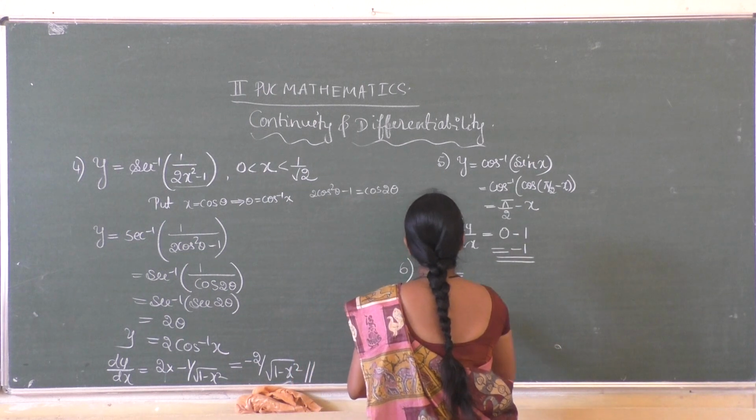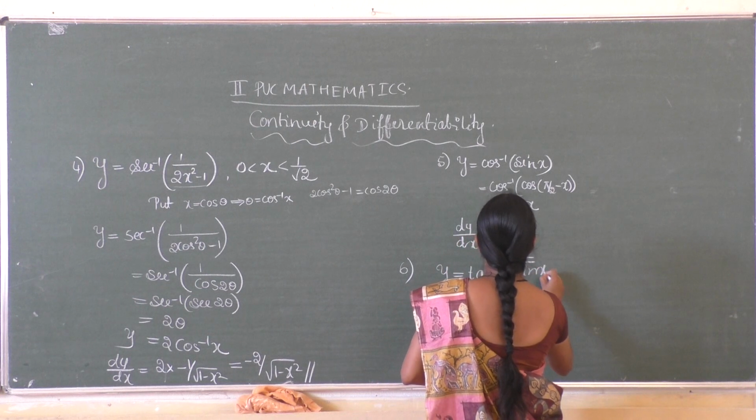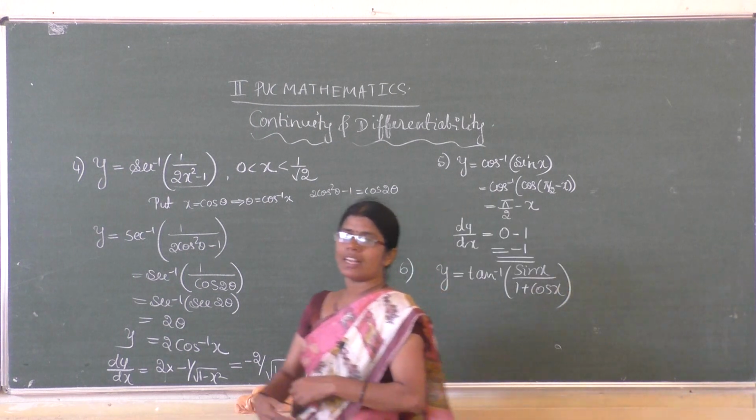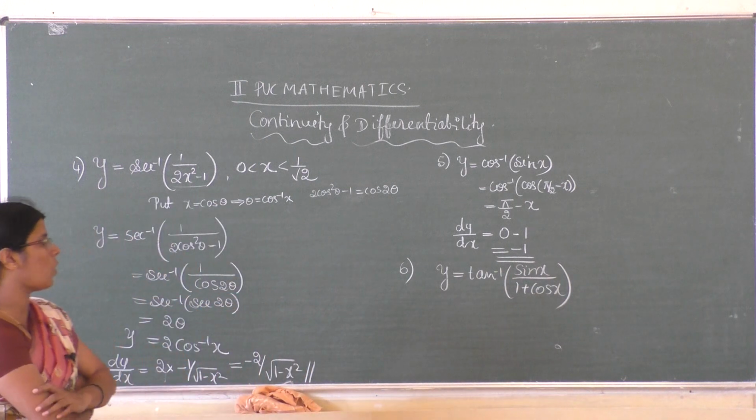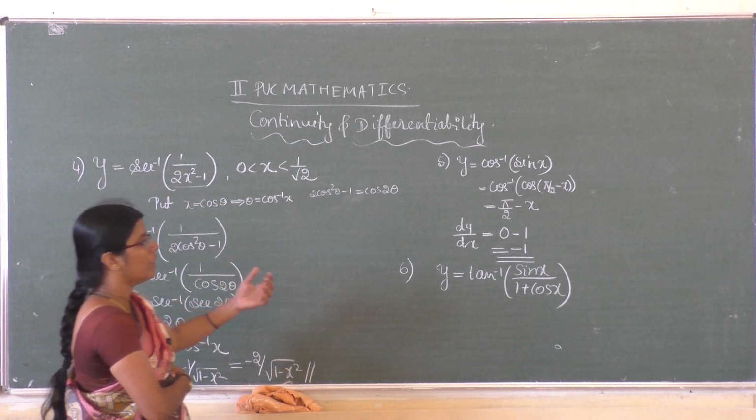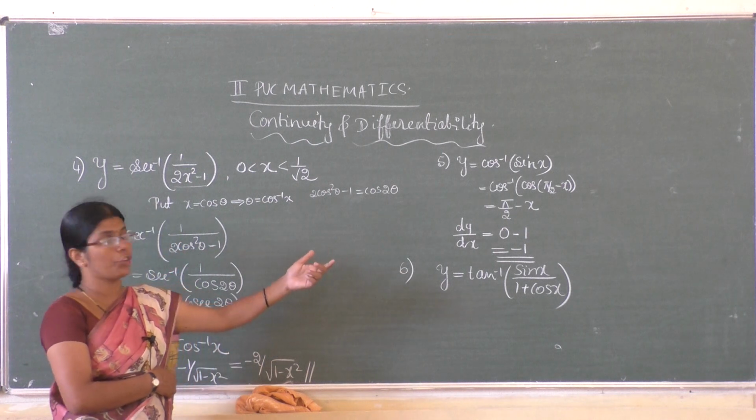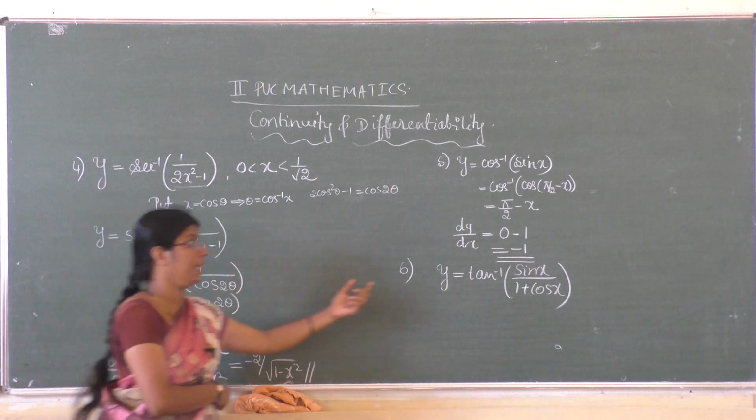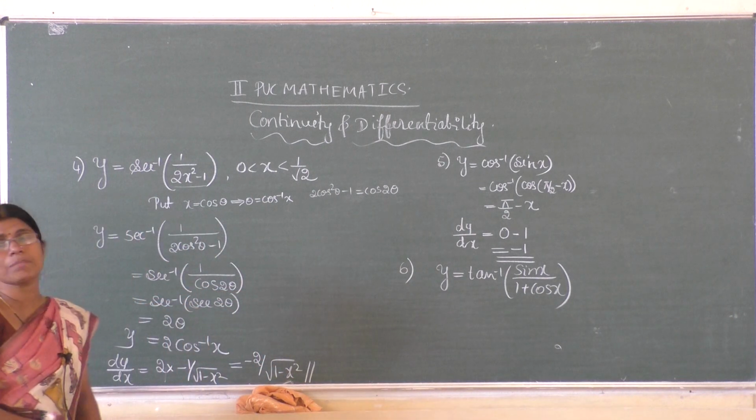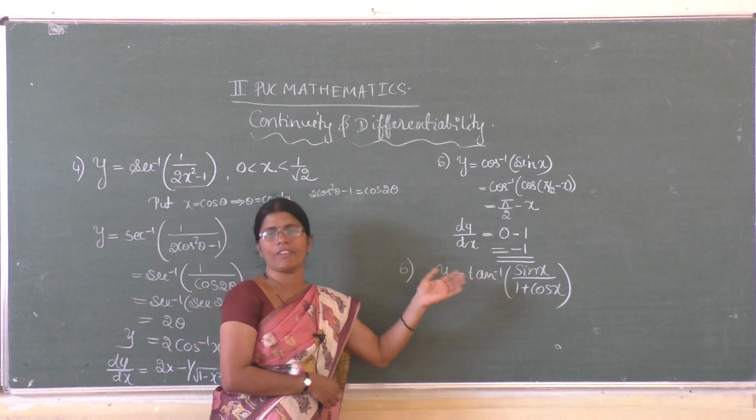Okay, so y equal to tan inverse of sin x by 1 plus cos x. Next one. Tan inverse of sin x by 1 plus cos x. So here the substitution is not possible because the function inside the inverse is already in terms of trigonometric functions, sin x by 1 plus cos x. So here you have to do some simplification. This type of problem you already solved in the inverse trigonometric function chapter.